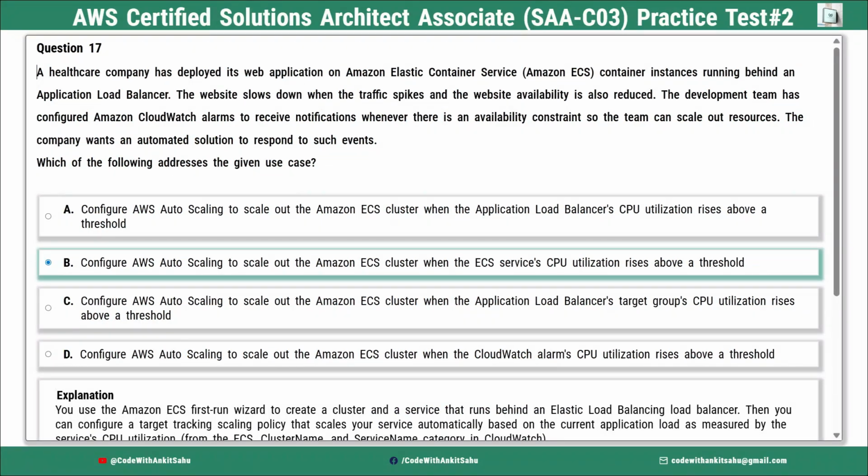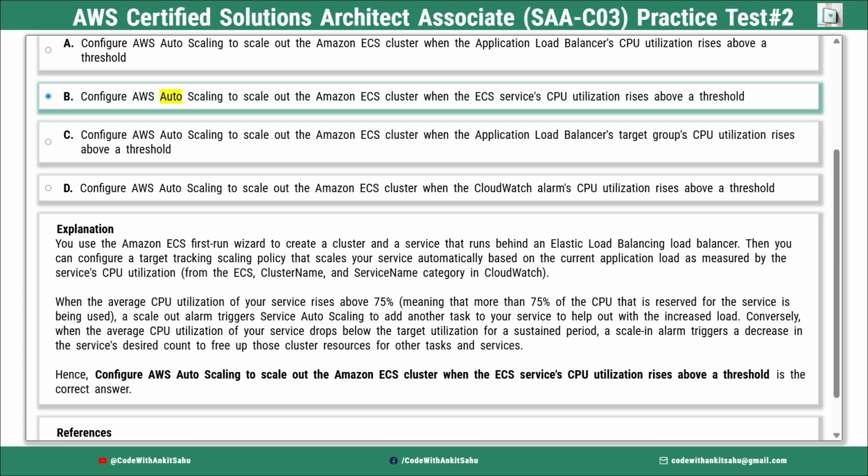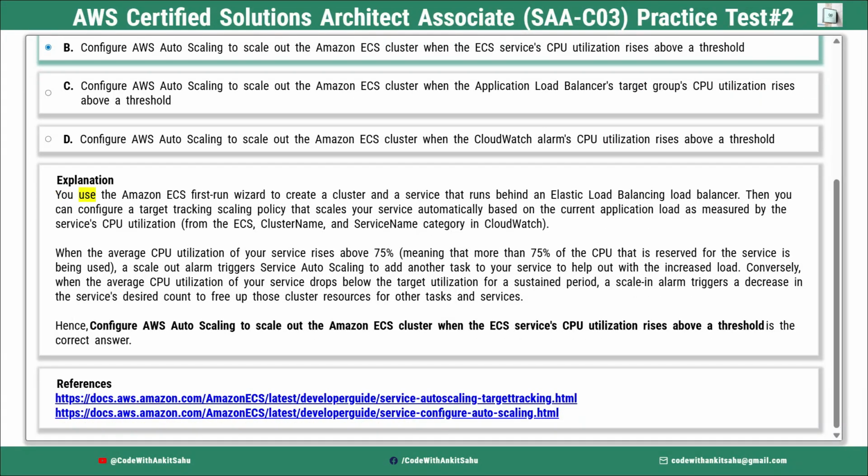Correct answer. Option B. Configure AWS auto-scaling to scale out the Amazon ECS cluster when the ECS service's CPU utilization rises above a threshold. Explanation: you use the Amazon ECS first run wizard to create a cluster and a service that runs behind an elastic load balancer. Then you can configure a target tracking scaling policy that scales your service automatically based on the current application load as measured by the service's CPU utilization, from the ECS, cluster name, and service name category in CloudWatch.